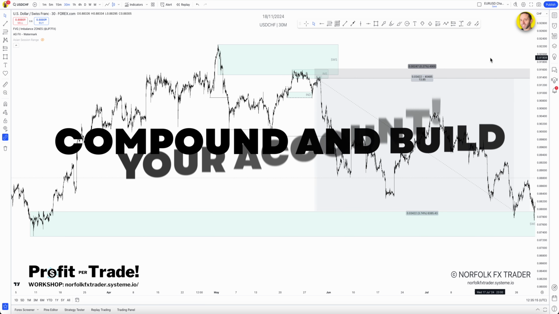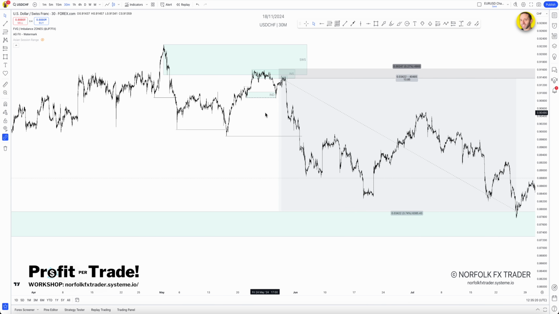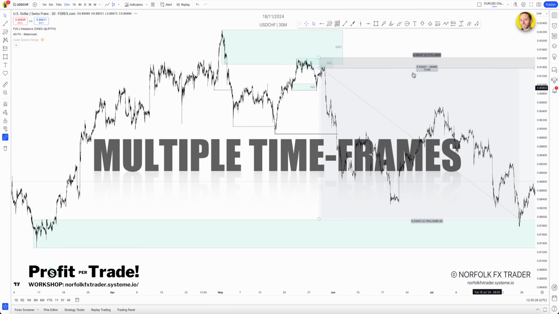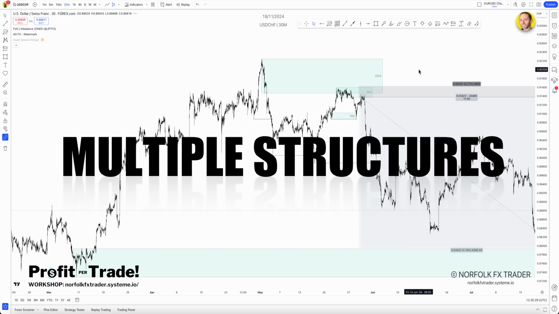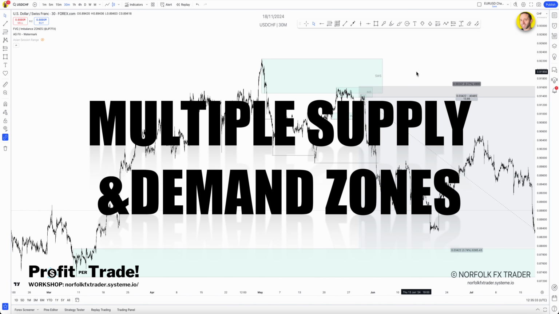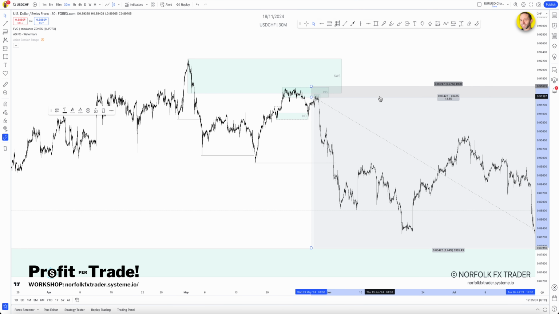And that's how you compound and build your account. So you're looking to qualify your supply and demand zones on each single time frame. You're looking to use multiple time frames with multiple structures, multiple supply and demand zones. It's all about using top-down analysis here. So there is how you can look to have taken that trade.